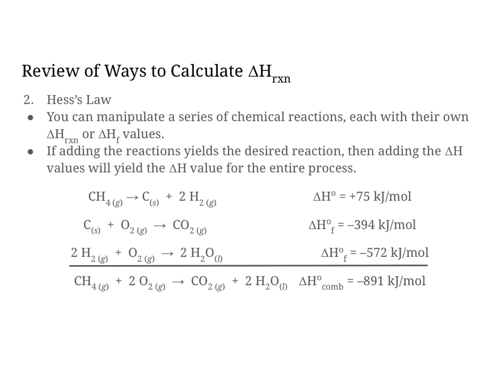We also used Hess's law, where you can manipulate a series of chemical reactions, each with their own change in enthalpy of reaction or their change in enthalpy of formation. You add them together to get the desired reaction, and we've done this before. So here we have methane breaking apart into carbon and hydrogen, and we have carbon and oxygen combining to make carbon dioxide, and then we have hydrogen and oxygen combining to make water, and we want to end up with our reaction for the combustion of methane, which would be methane plus oxygen makes carbon dioxide and water.